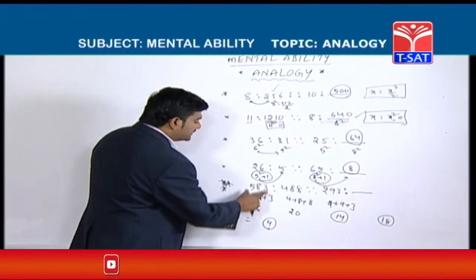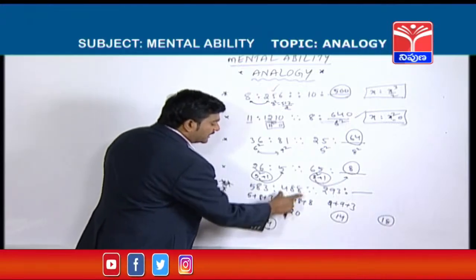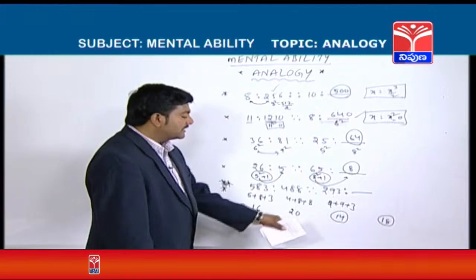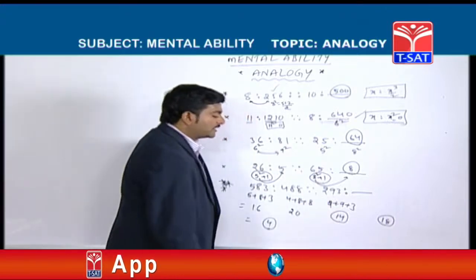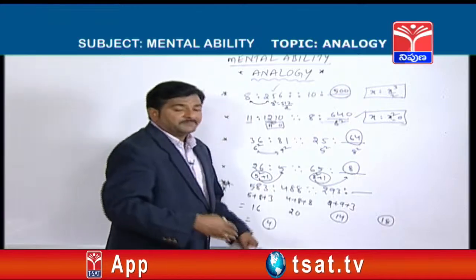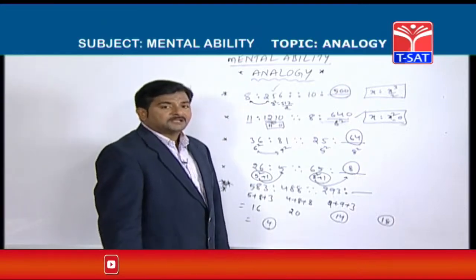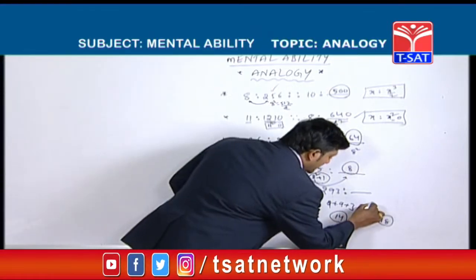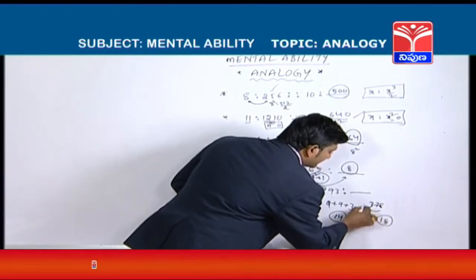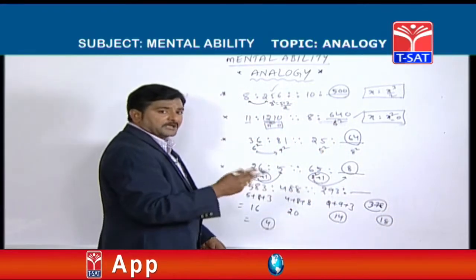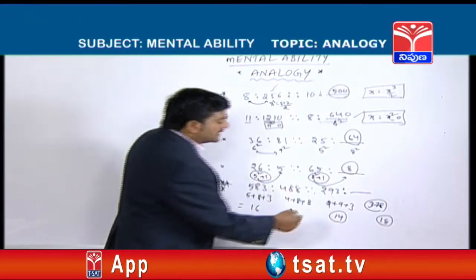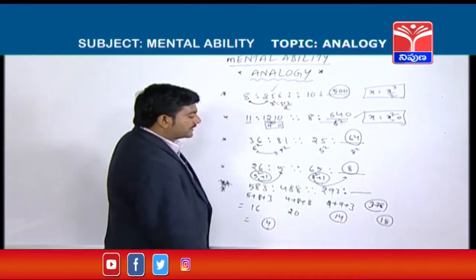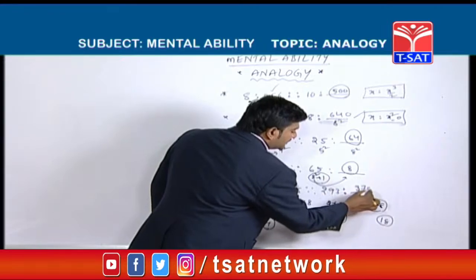So 583 has digit sum 16, and 488 has digit sum 20. The difference between these two numbers is 4. Applying the same concept, 293 has sum 14, but the next one must have sum 18. How is that possible? It depends on the given options. So let us take the option given: 378. Many answers are possible, but I simply took one option. Why 378? 3 plus 7 is 10, and 10 plus 8 is 18. Hence the answer for the given question is 378.